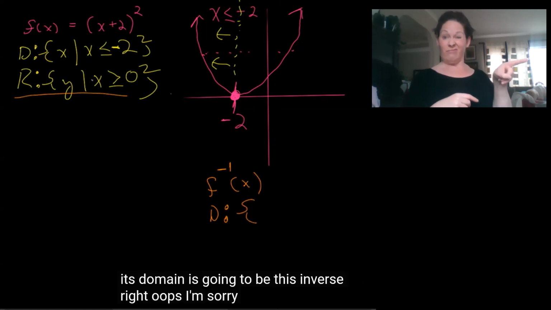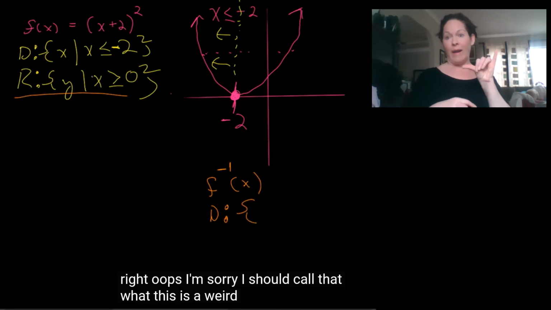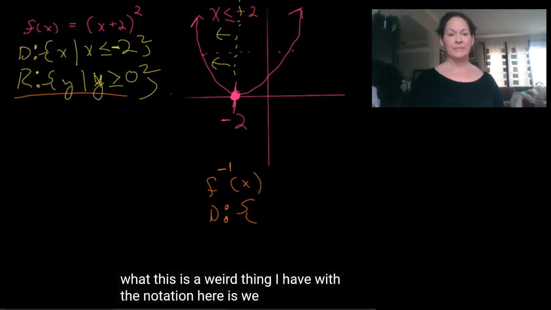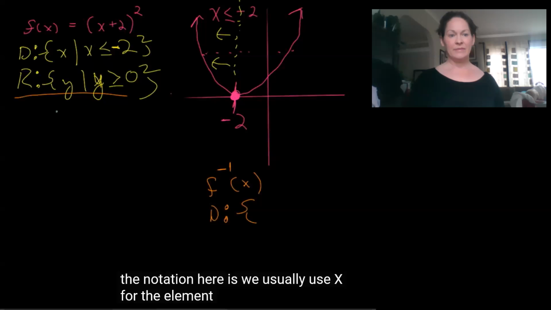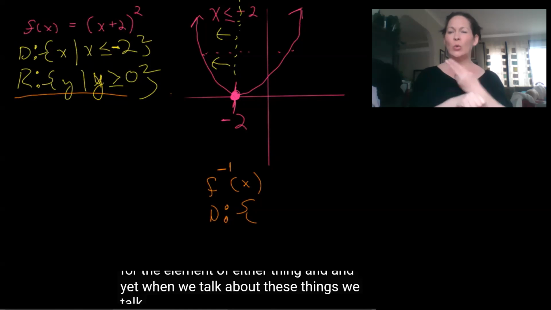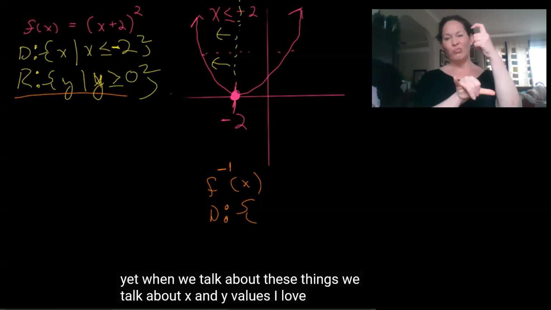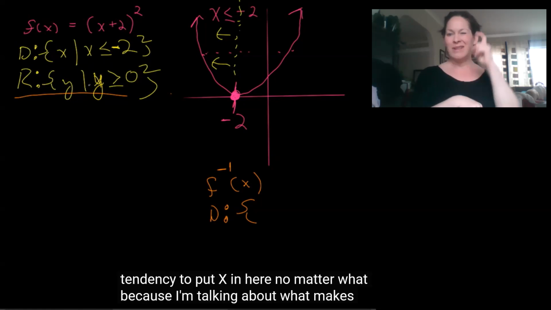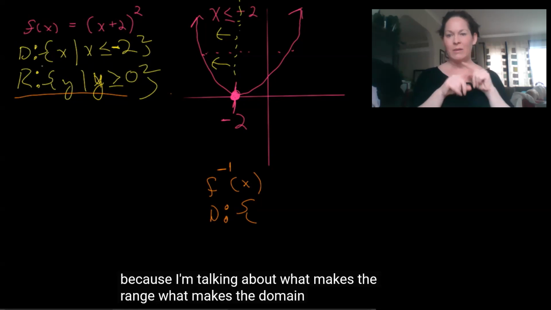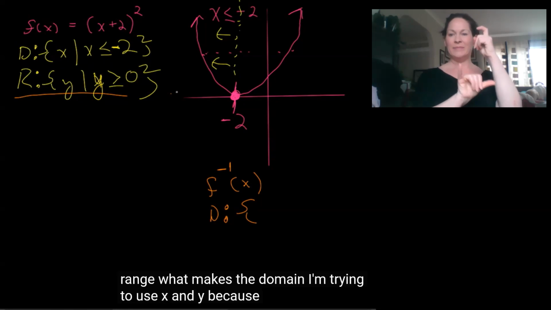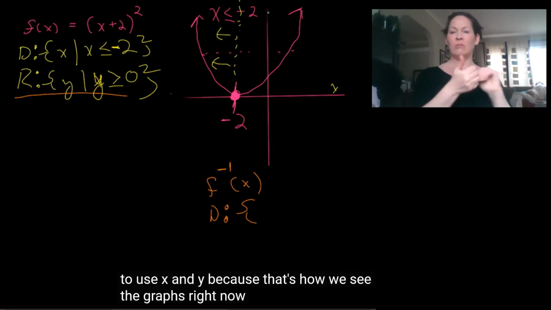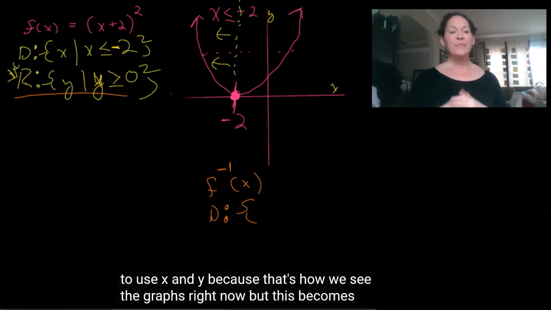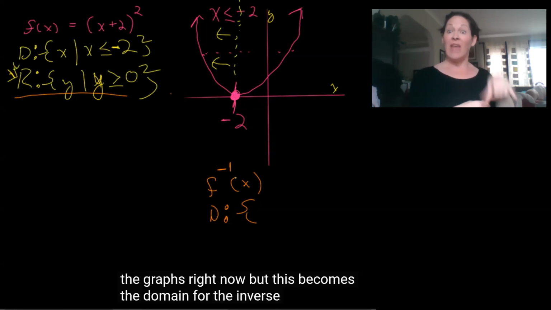Right? Oops, I'm sorry, I should call that y. This is the weird thing I have with the notation here, is we usually use x for the element of either thing, and yet when we talk about these things, we talk about x and y values. I will have a tendency to put x in here no matter what, because I'm talking about what makes the range, what makes the domain. I'm trying to use x and y because that's how we see the graphs right now. But this becomes the domain for the inverse.